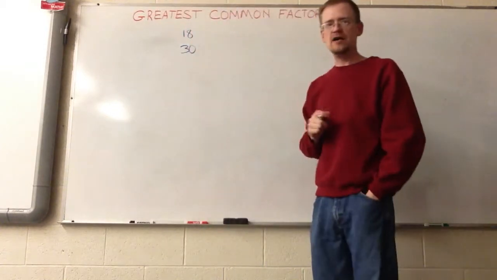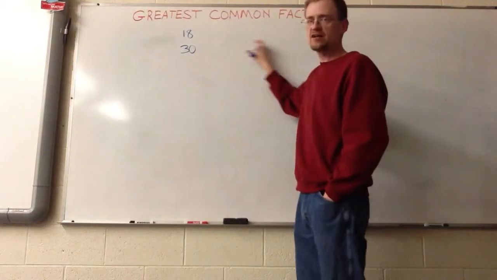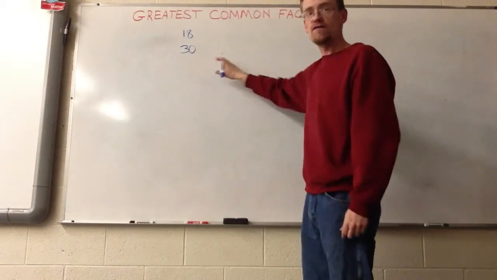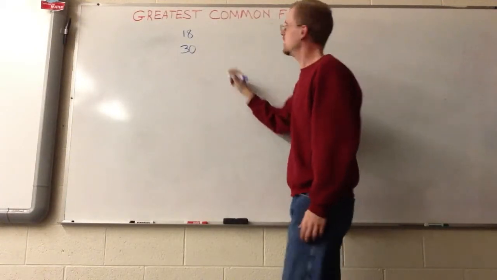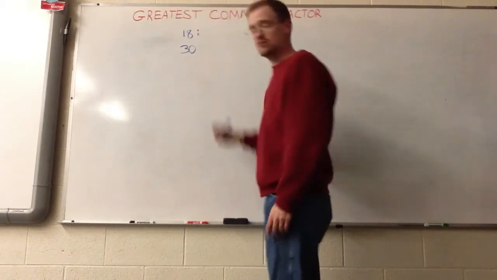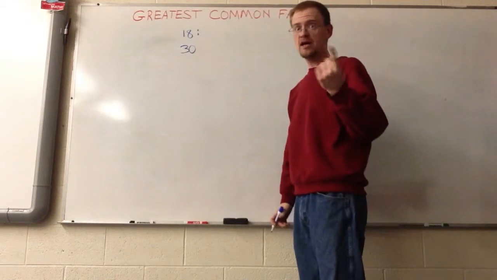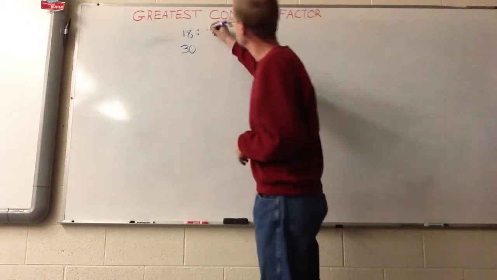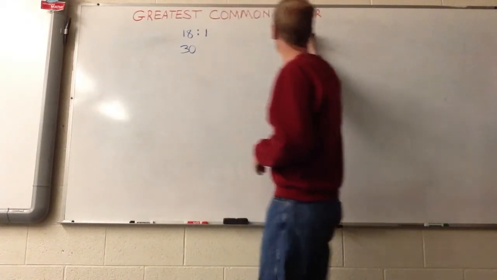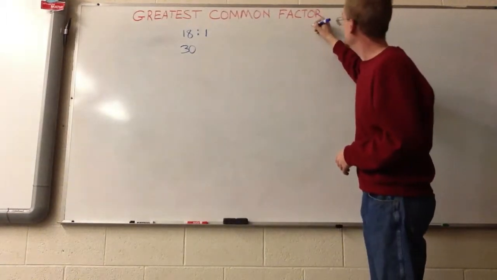Okay? Quick reminder of how to do this. You're going to list all the factors of 18, all the factors of 30. Let's see what that looks like. So 18, two numbers you multiply together and get to 18. Well, 1 and 18 are kind of obvious. So we'll list those. 1, and I want to list 18 all the way over here.